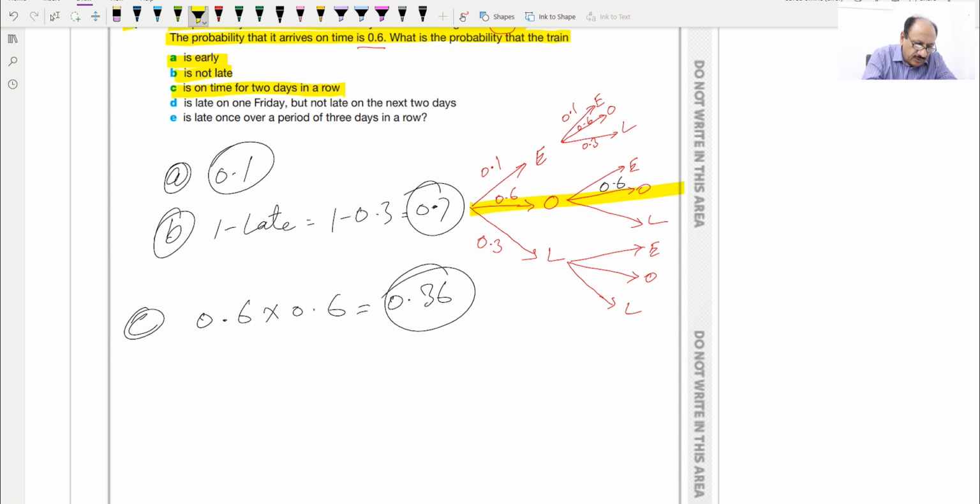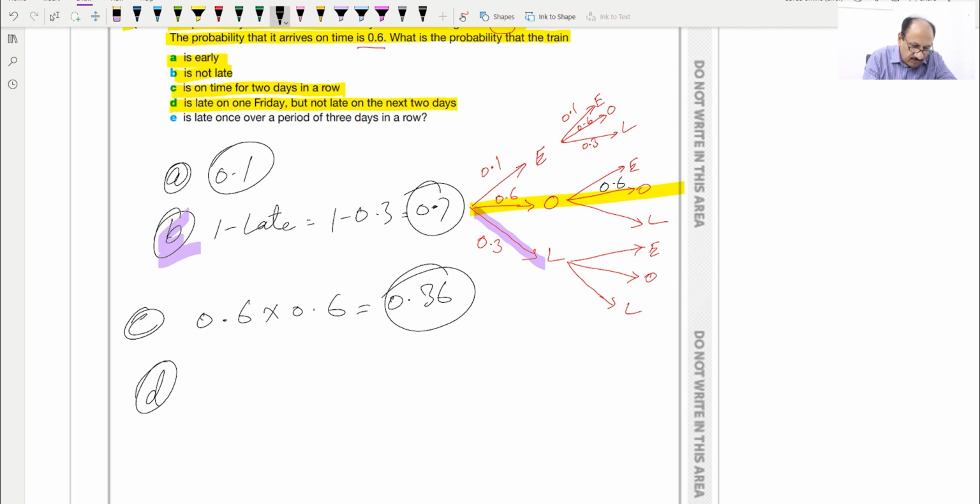And part D says is late on Friday but not late on the next 2 days. So Friday it's late. So first one is late. We can take this option. This one late but not late. Not late is here. Part B we have already calculated, which is 0.7. So we can utilize that one.